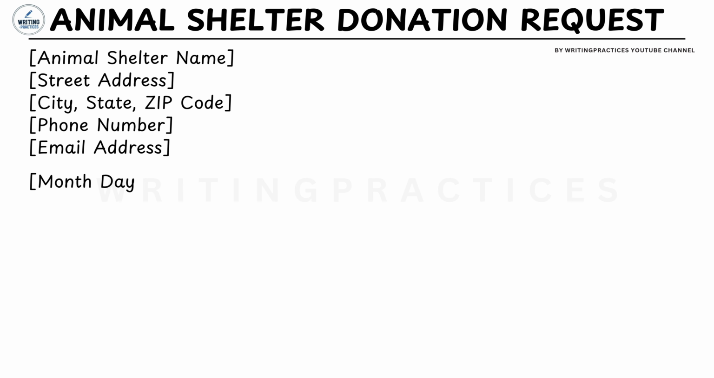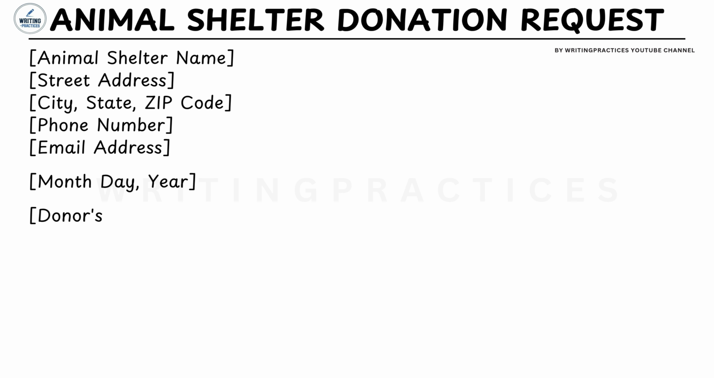Date. After the shelter information, write the date. For example, June 12, 2026. The date establishes when the donation request was issued. Using the current date helps show that the fundraising effort is active and ongoing.